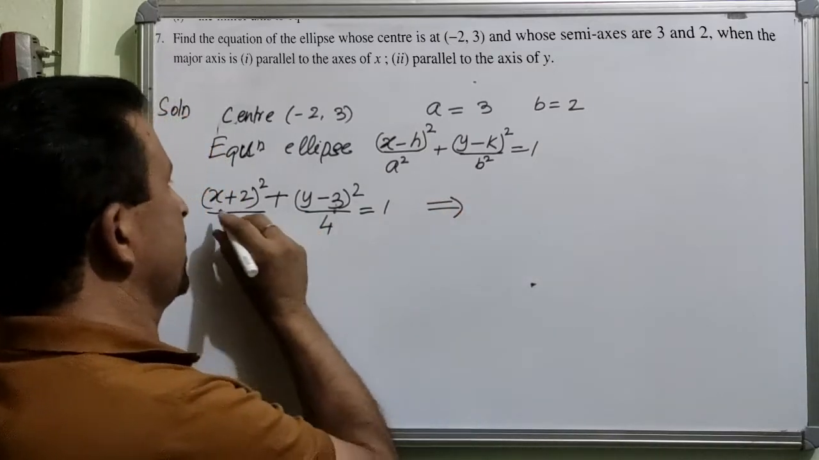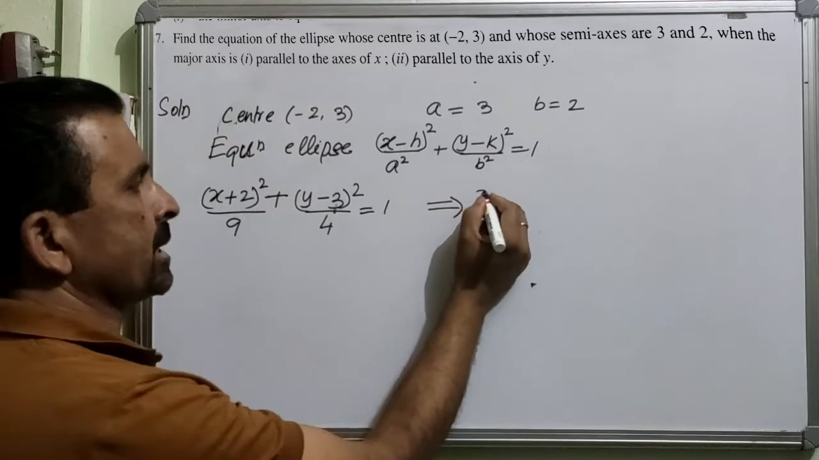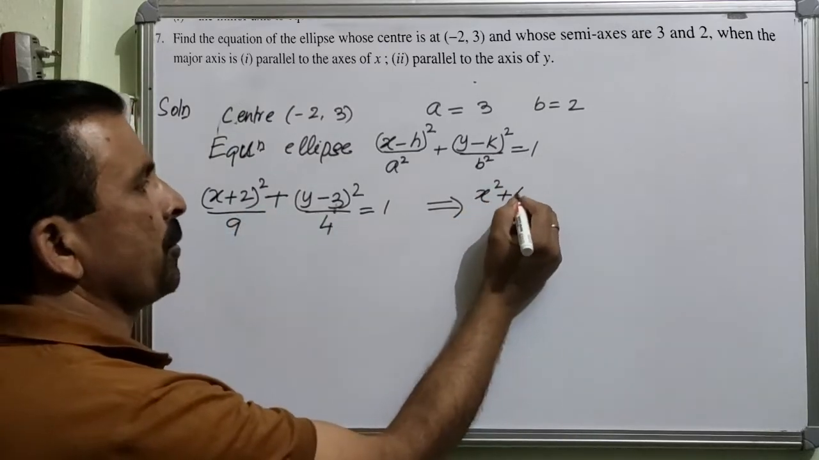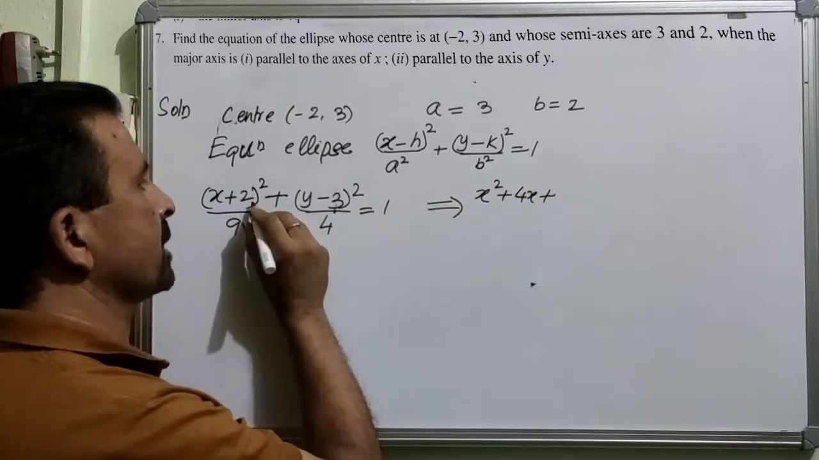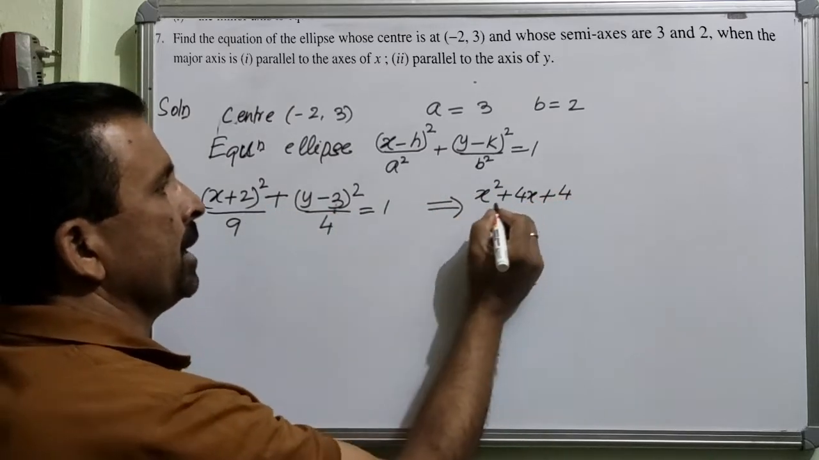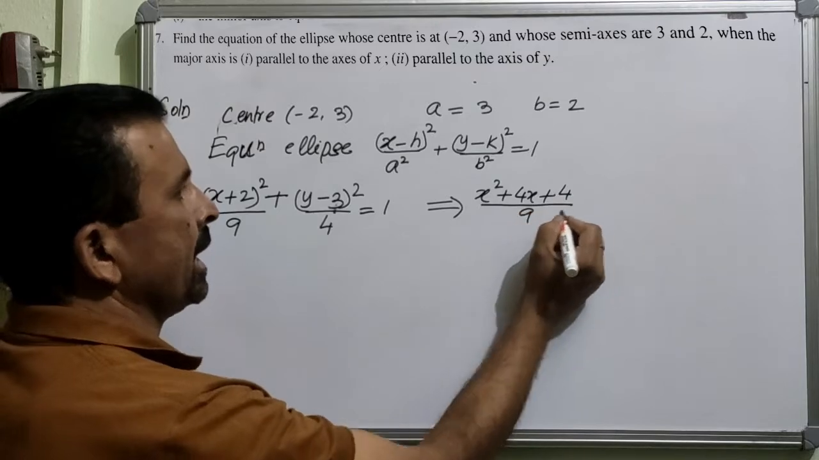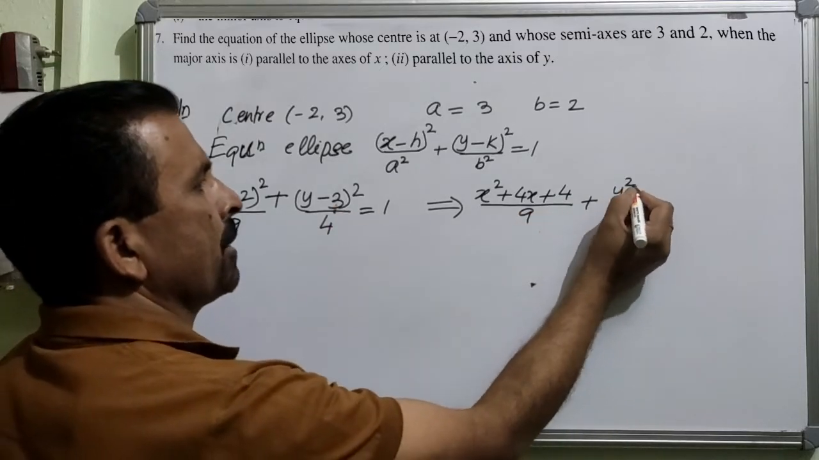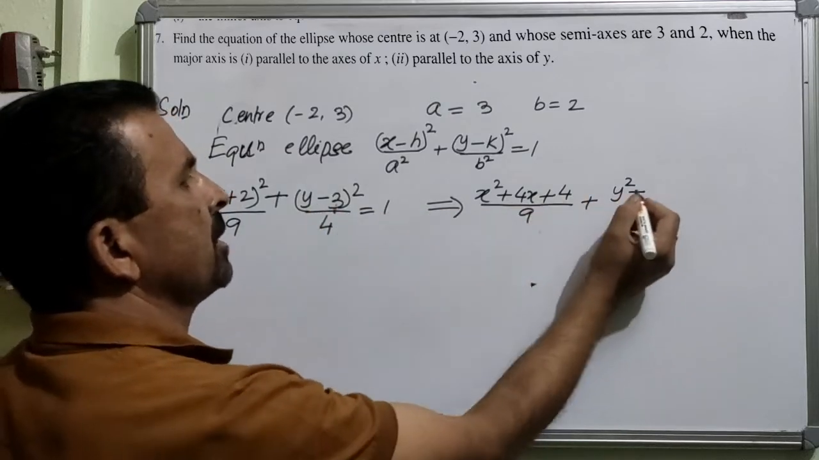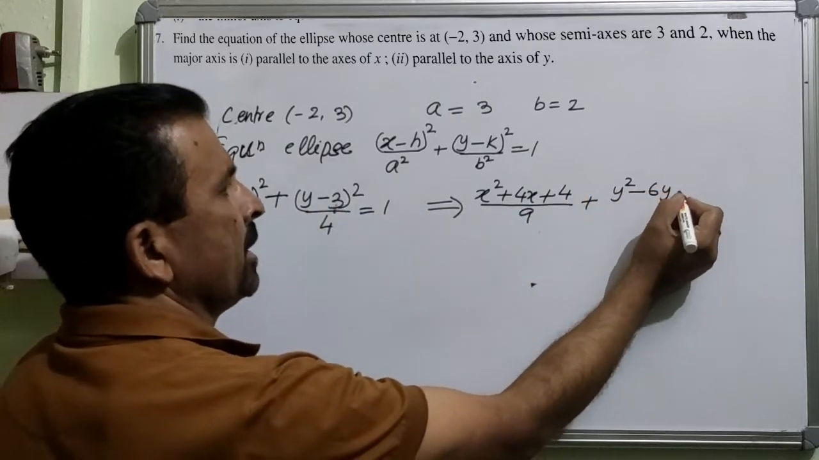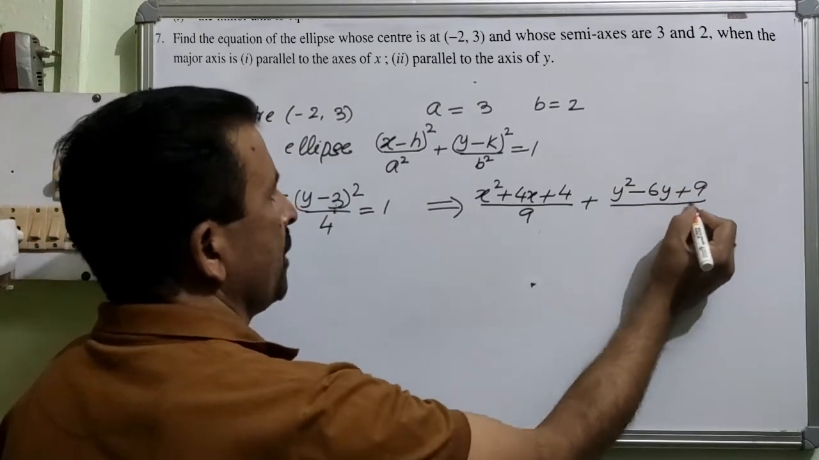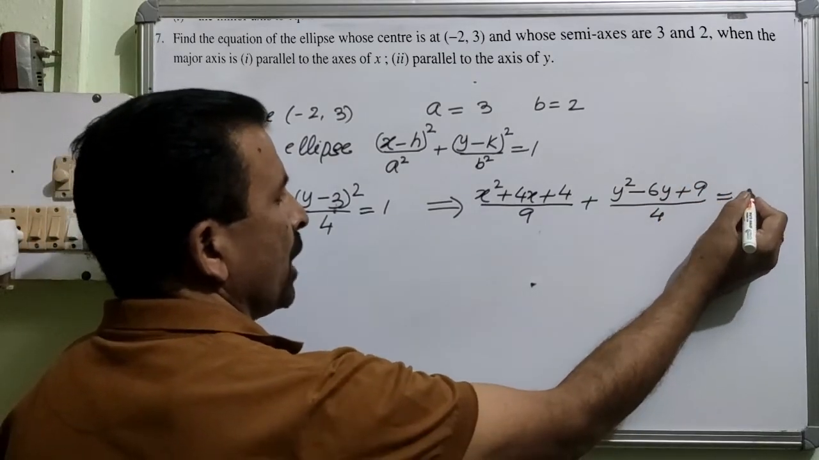So we can write (x plus 2) whole square as x square plus 2 into this, that is 4x, and then the square of the second term, that is 4, and the denominator is 9 as it is, plus now (y minus 3) whole square is y square minus 2 into this, which will become minus 6y, and then the square of 3, that is 9, divided by 4 is equal to 1.